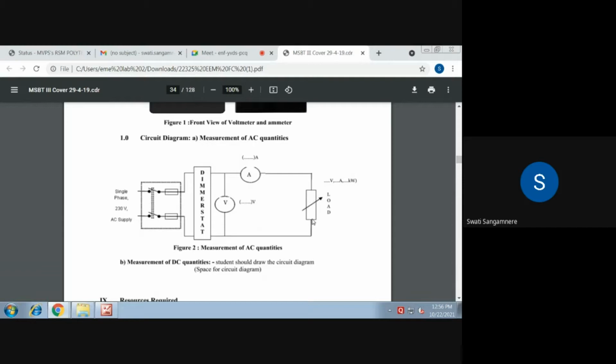Then the second terminal of this load bank is connected to the range terminal of this voltmeter, and then it is connected to the neutral terminal of the auto transformer. Thus we complete the connection for the measurement of AC quantities, that is AC voltage and AC current. Then the B part, measurement of DC quantities. So we draw the circuit diagram for measurement of DC quantities.